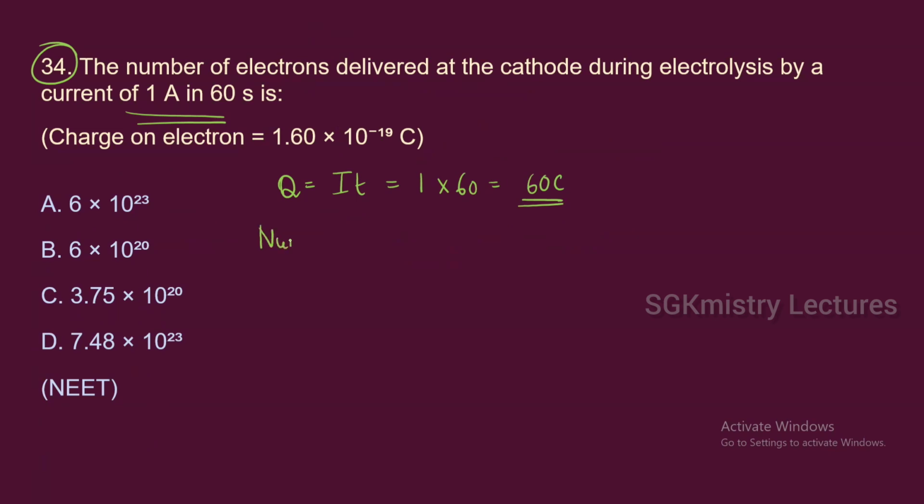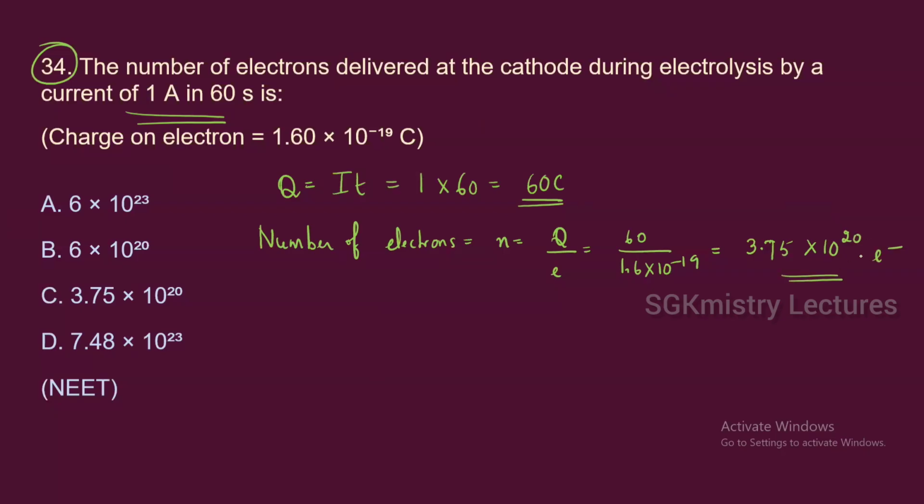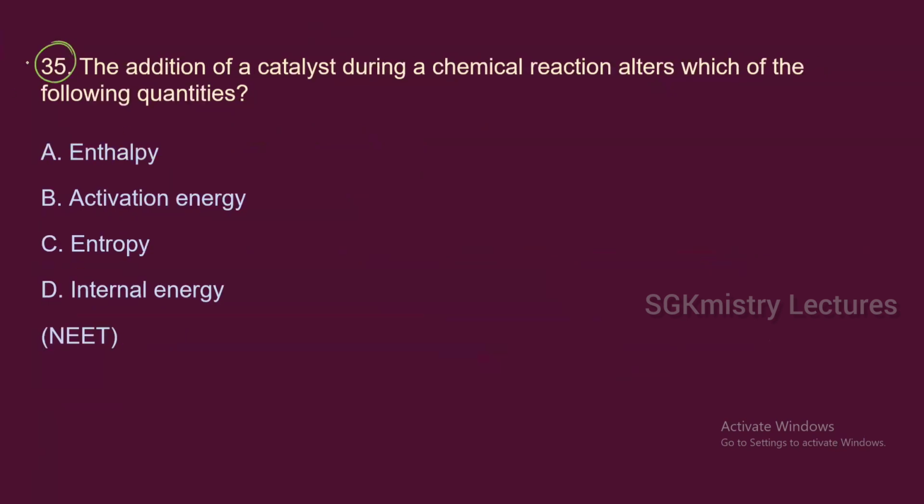So number of electrons have to be calculated. So how do we calculate? So N is equal to Q by E. So here we have Q, which is 60, and E is the electronic charge, 1.6 into 10 to the power of minus 19. So we have 3.75 into 10 to the power of 20 electrons. These many electrons. So we have the answer, that is option C, 3.75 into 10 to the power of 20. Yes, we have next question number 35.